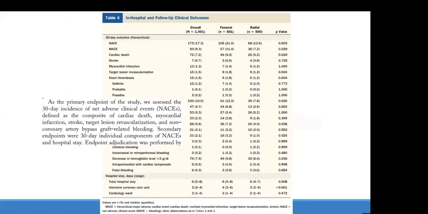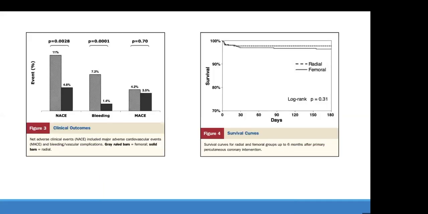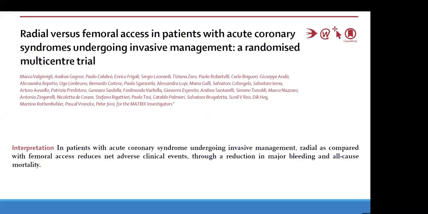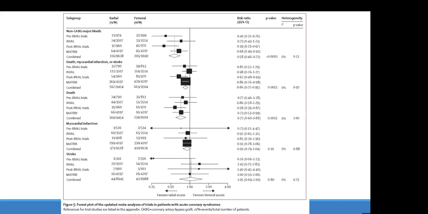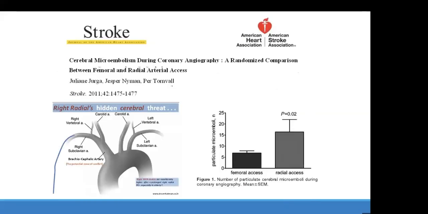They even studied it in STEMIs, and it did show that it's a very good option, because we give a lot of anticoagulation. However, there are some people who were against it. They were arguing that you can affect your skills in femoral, as I mentioned, but it does not. And some people even advocated, in something published in the stroke journal, that using radial increases the risk of stroke. And there are religious people behind it.